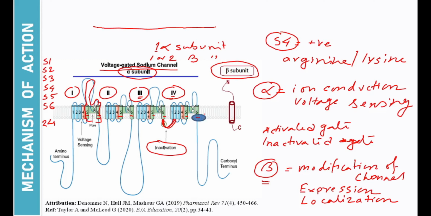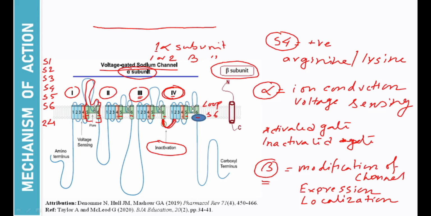Now local anesthetics bind in this particular area. The binding site of the local anesthetic is located in the S4 domain, in the loop S6. Clear? So this is the loop S6. It is present in the loop S6.